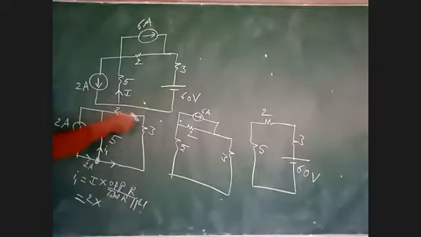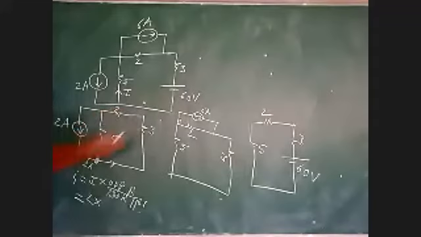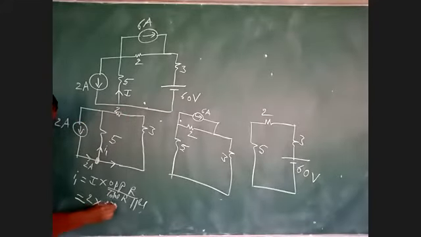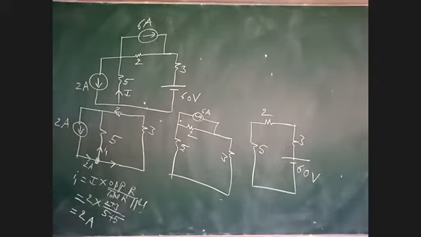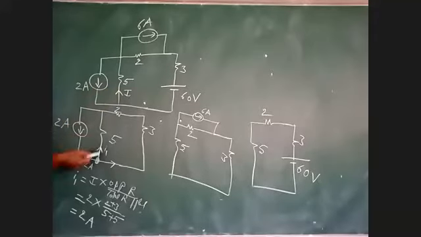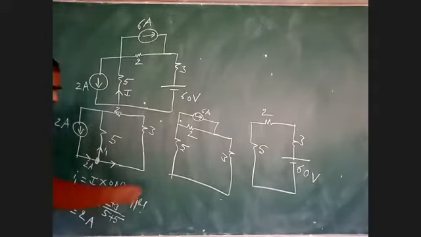Now 2 and 3 are in series. This is one branch, 5. The opposite branch for 5 ohms is 2 and 3, which are in series. So the opposite branch is 5 divided by 5 plus 5. Is the 2 ampere plus or minus? Plus, because I and I1 in 5 ohms are in the same direction. That's why plus. Okay. Now come to the second circuit.